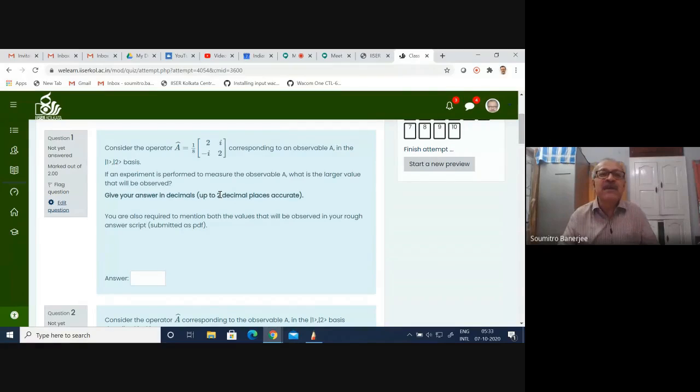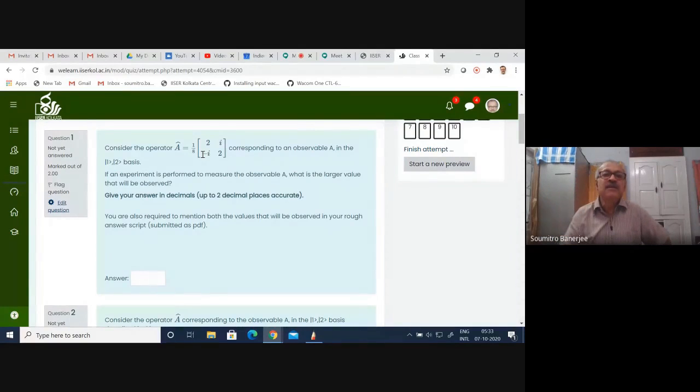So the first question asks, if an experiment is performed to measure the observable A, what is the value that you can observe, or what is the larger value? Effectively, it is: what are the values that can be observed? These are actually the eigenvalues of the matrix. And since we had given it as a Hermitian matrix, you see these are complex conjugates of each other. So these will give rise to real valued observables. So these are the things that you can actually observe.